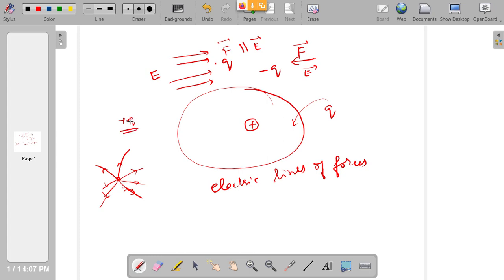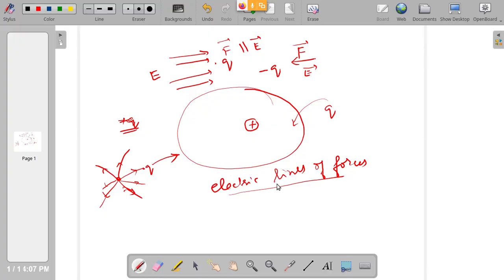I told this also as a rule. When you keep a test charge in a region having an electric field, there will be a force on this test charge, and the test charge will move along the line of the force. Such a line of force is called an electric line of force.